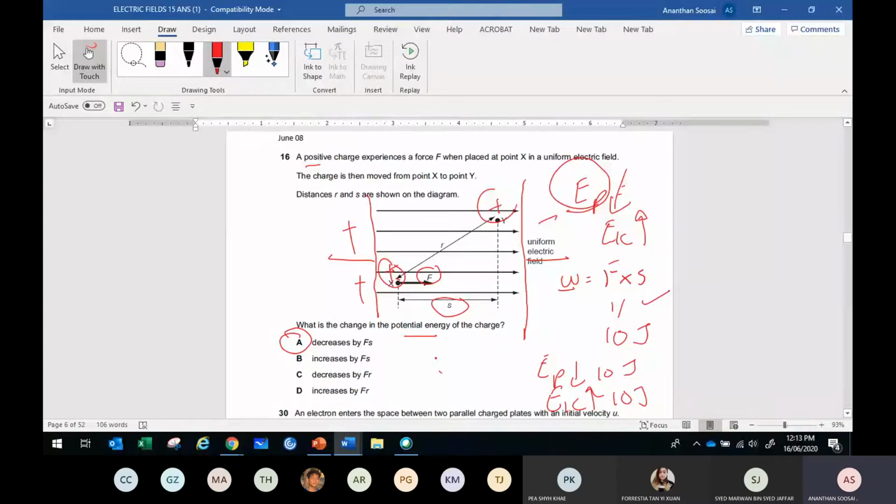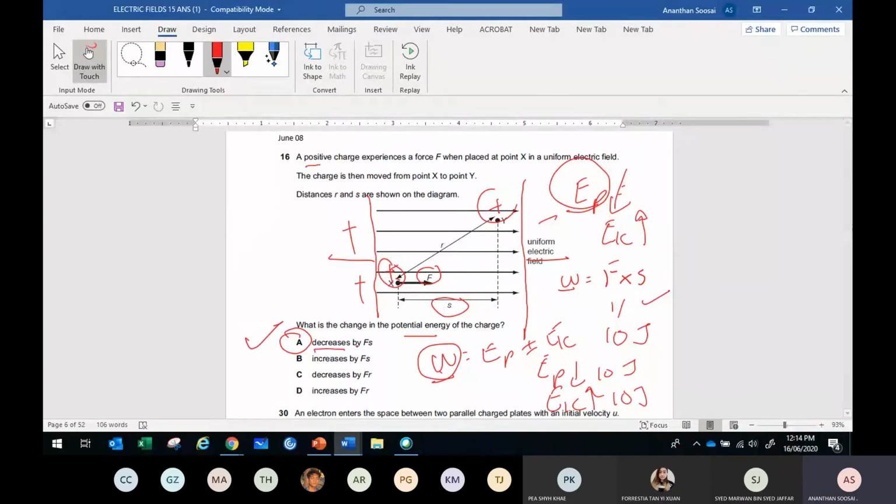Magnitude wise, the work, the potential lost, and the kinetic energy gained are all the same. So if potential is lost, kinetic will gain, but the magnitude is the same as the work done. So good, all of you got A. A is the answer. Decrease.